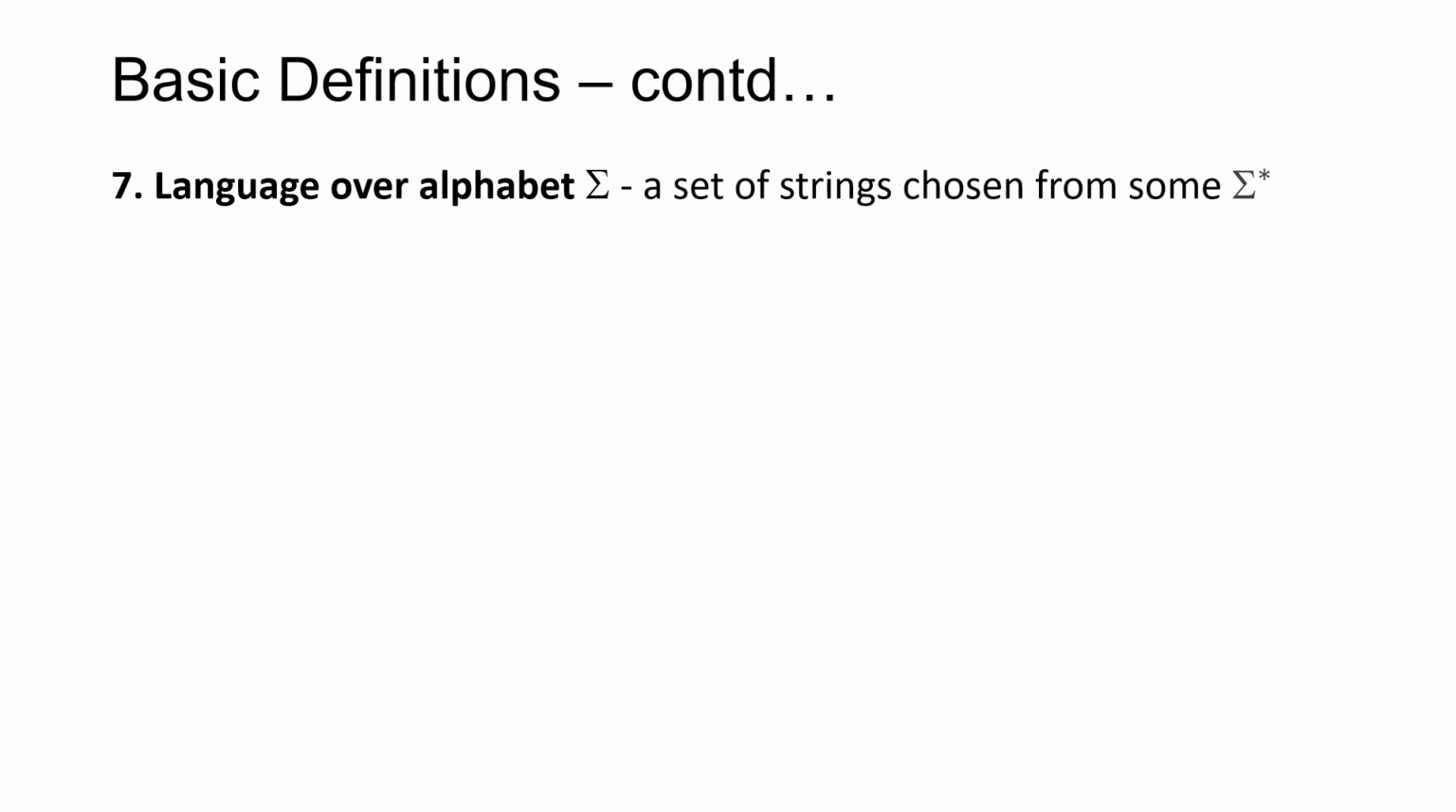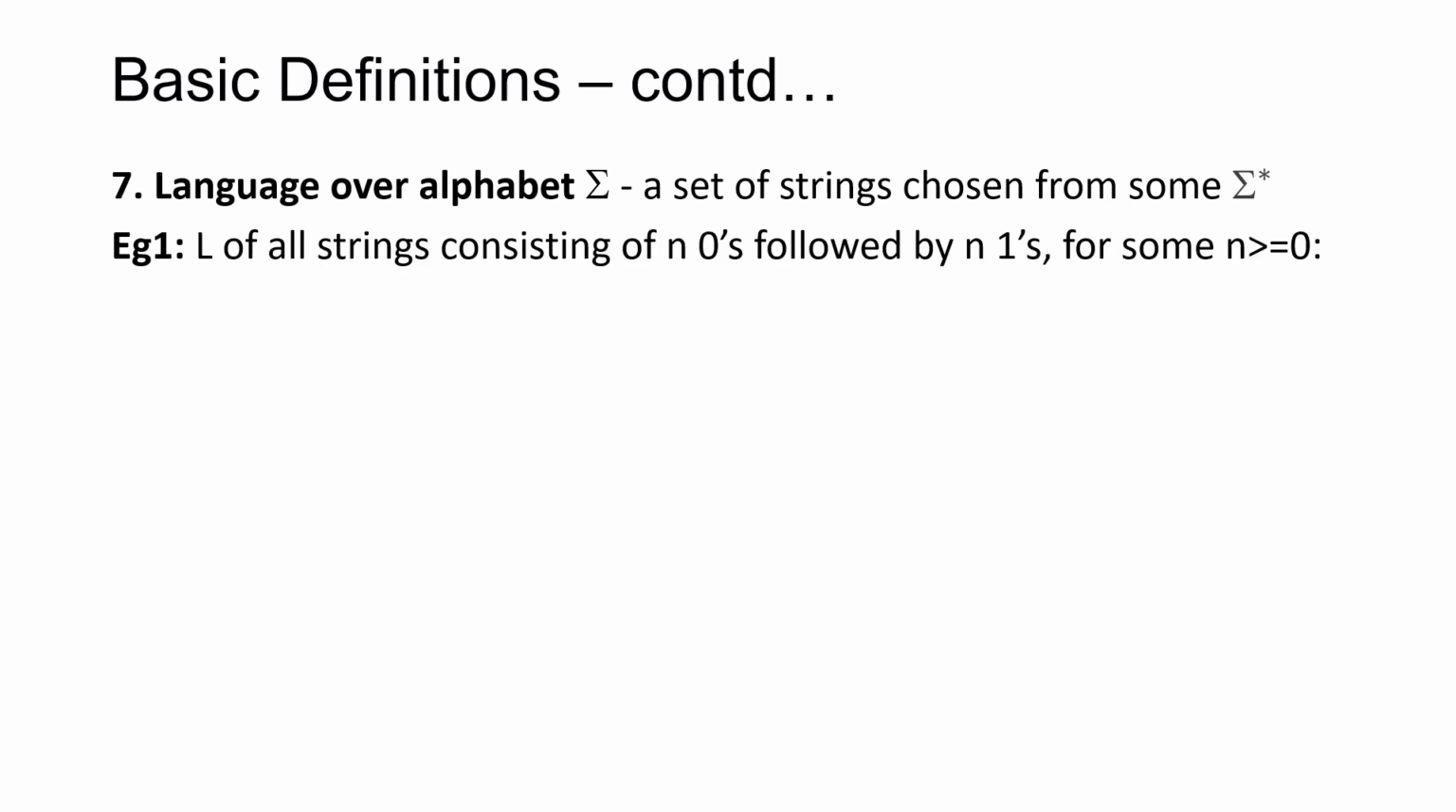Language over alphabet sigma. When we say alphabets, then strings, it leads to the creation of a language. A set of strings that is chosen from sigma star, which is all possibilities created from this alphabet, is the language. Let us take some examples.